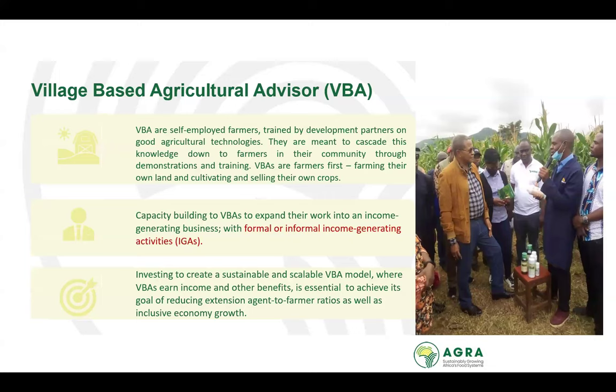But from our perspective, VBAs are self-employed farmers who are trained by the development partner or private sector. We normally mean them to take the message down to smaller farmers, particularly through training, and to showcase through different methods, especially demo plots. We build the capacity of the VBA by expanding and showcasing different work opportunities that enable them to generate income through formal and informal ways. We believe that through partnership with the private sector, when you invest in the VBA model, they will be sustainable and will be there to support farmers with access to different technologies, and ultimately help reduce the extension-to-farmer ratio. In totality, we are going to promote an inclusive growth economy to improve the food system in Africa and worldwide.